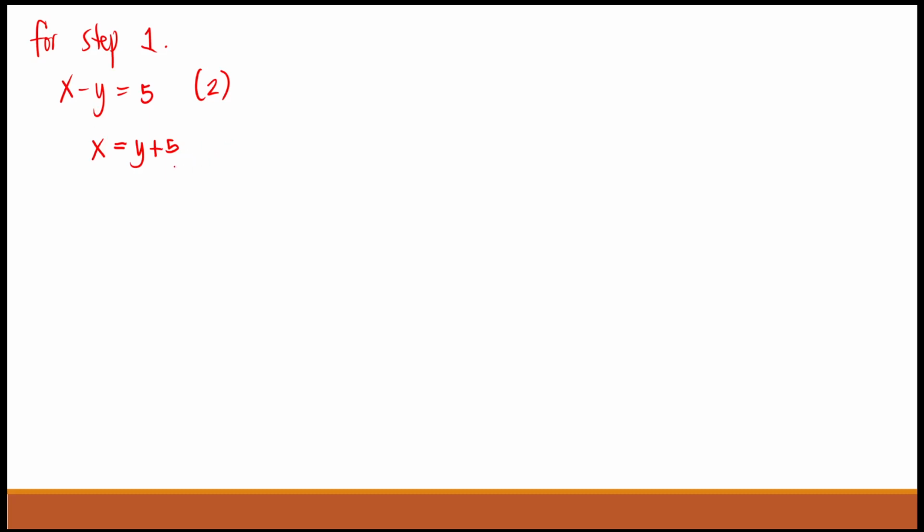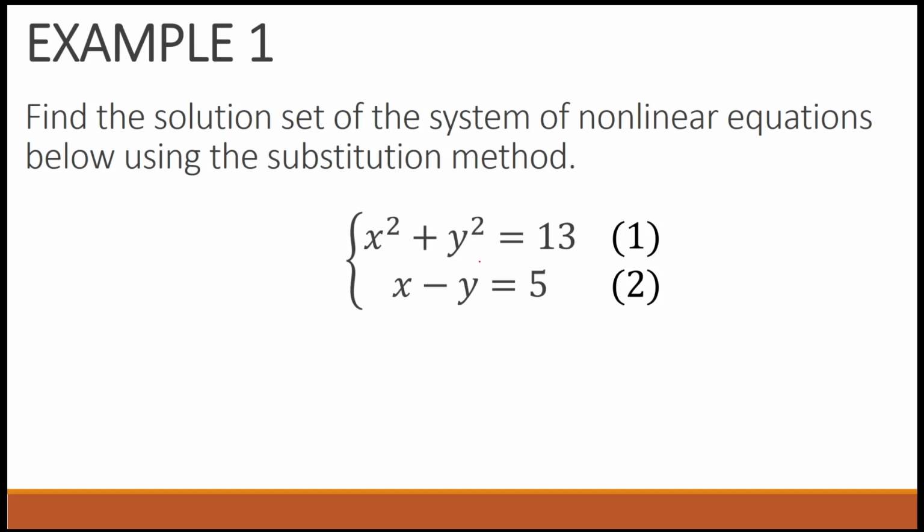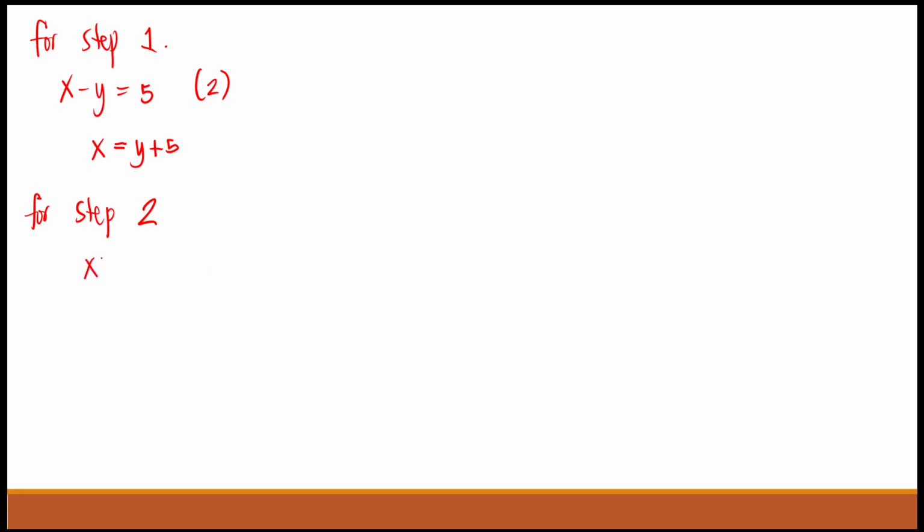We already solved for one variable in terms of the other variable in one of the equations. Step 1 check. For step 2, isa-substitute ko ngayon yung nakuha ko sa step 1 sa other equation. Dalawa lang naman itong equation natin. Nagamit mo na si equation 2 doon sa step 1, so yung equation 1 na lang yung matitira. I-copy ko lang itong equation 1. Ang equation 1 natin is x squared plus y squared equals 13. This is equation 1.